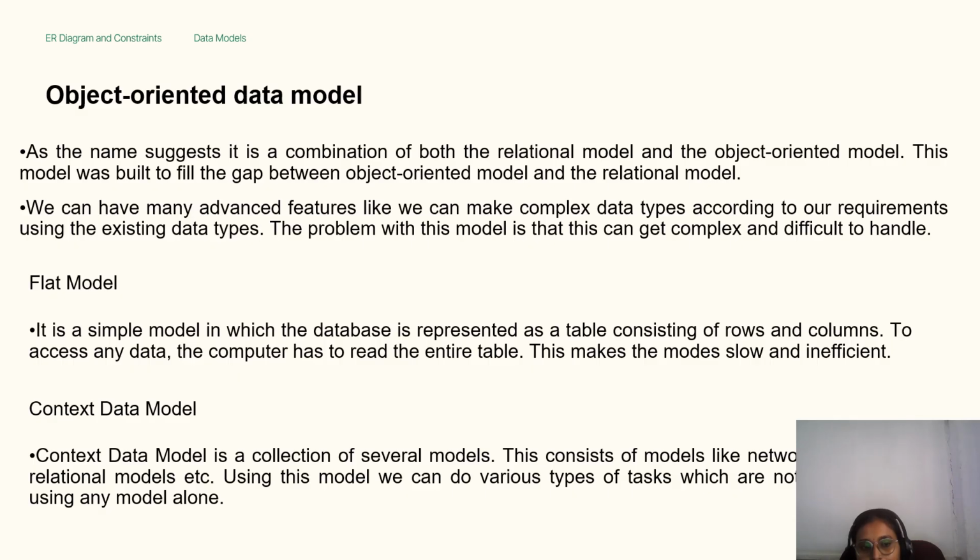The other two models are the flat model and the context data model. The flat model is a simple model in which the database is represented as a table consisting of rows and columns. To access any data, the computer has to read the entire table. This makes the model slow and inefficient.